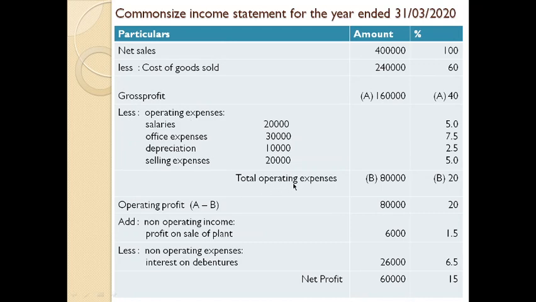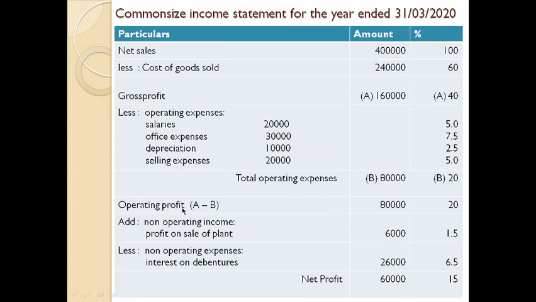Next one, total operating expenses 80,000. This is the sum of all these 4 items. You will get 80,000. Remember, these will not be given in the question. You need to expand and identify different totals relating to concerned items. Total operating expense may not be given in the question. You need to prepare it separately. While preparing the answer statement, you need to identify each individual item. Here the total operating expense is 80,000. 80,000 divided by 4 lakh, you get 20%.